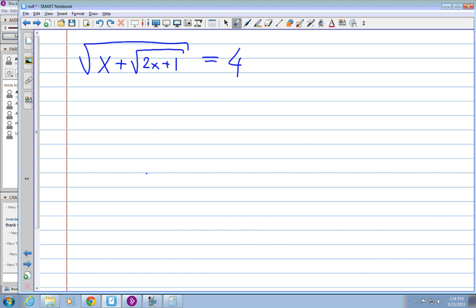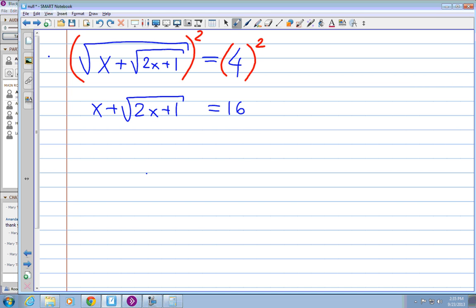So I'm going to go ahead and kill that square root. And we'll kill the square root by squaring both sides. I'm going to square the left side, and I'm going to square the right side. So all I just did, I killed the most outer square root, the biggest square root. So I'm left with whatever is under the square root, which is x plus the square root of 2x plus 1 equals 16. Right? See that? So we killed one square root. We're left with what's under that square root.